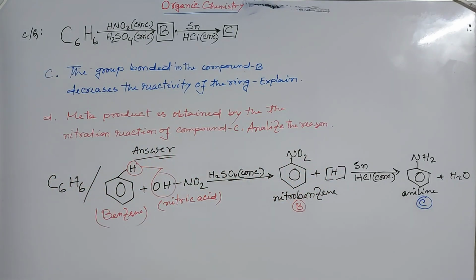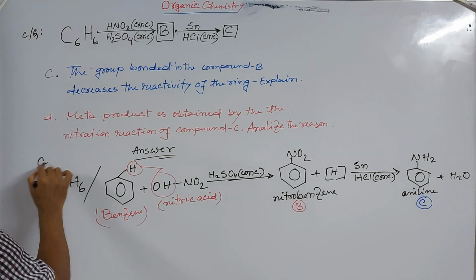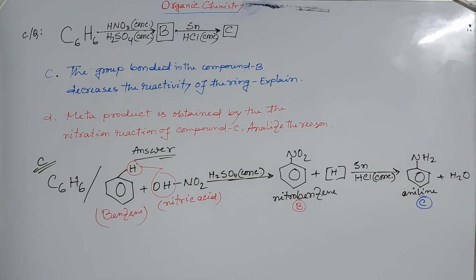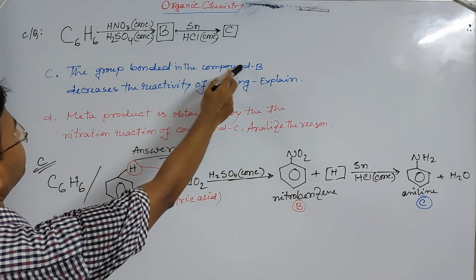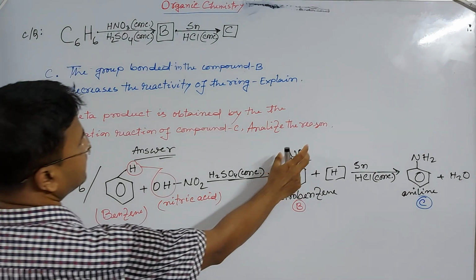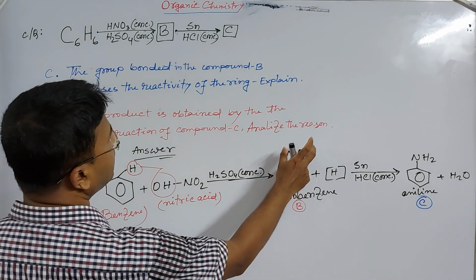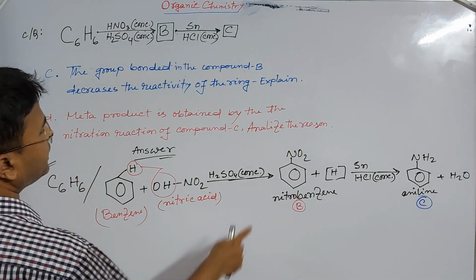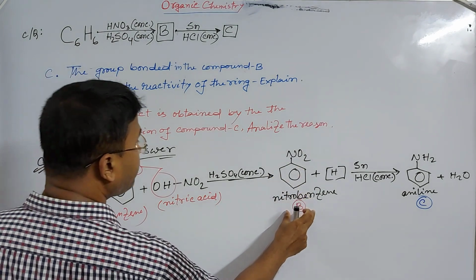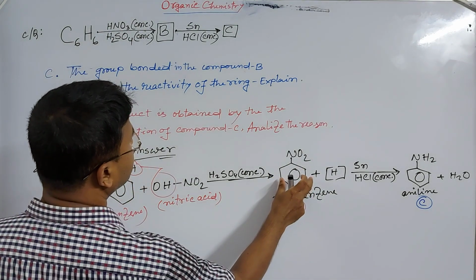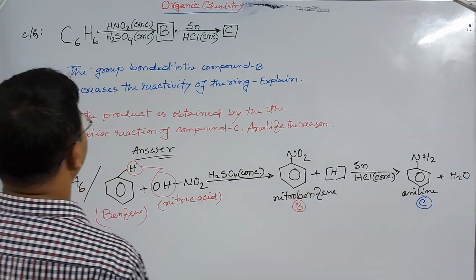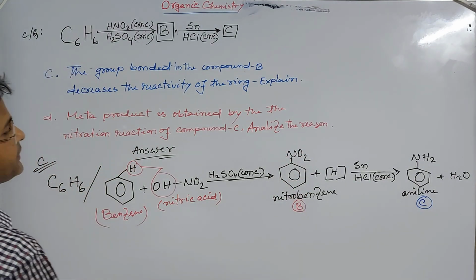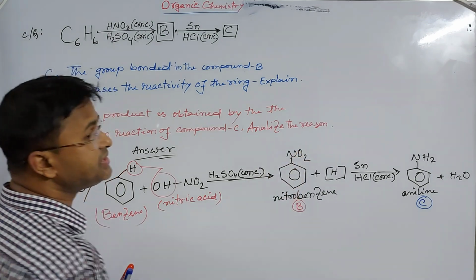Now what is the question of C compound? I am going to describe the C question. The group bonded in the compound B. Here nitro group bonded in the nitrobenzene. The bonded nitro group is bonded with benzene directly, and nitro group is a deactivating group.